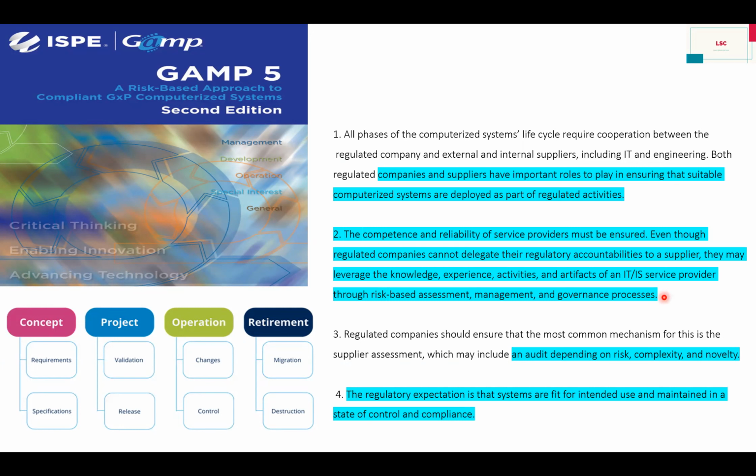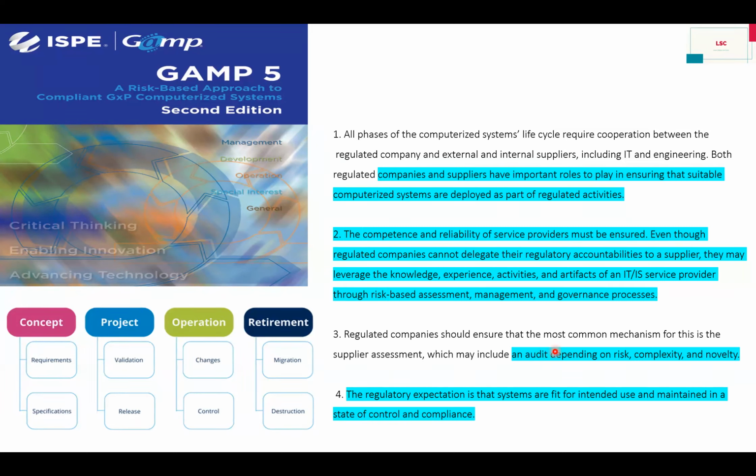Yes, overall responsibility is with the regulated company. The regulated company is responsible for compliance of GxP activity. But the support from the supplier is important. The capabilities, the knowledge, and the experience that the supplier has give support to the regulated company to ensure compliance, ensure the data integrity requirement, and ensure the quality and safety of the patient.